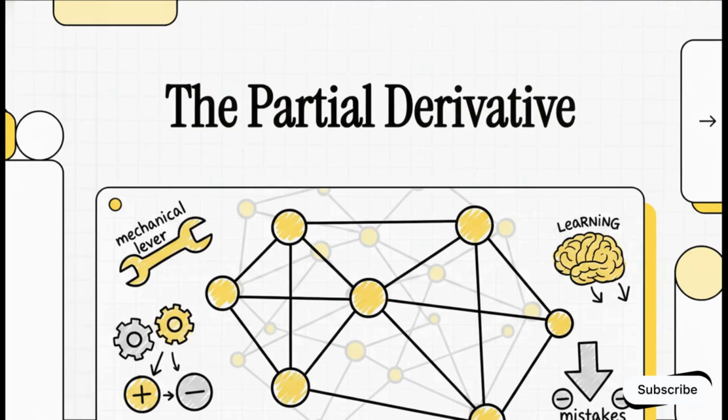Demystifying the partial derivative. All right, let's get right into it. Today, we're breaking down the exact mechanical lever that makes AI optimization actually possible. If you've ever found yourself wondering how on earth a massive neural network actually learns from its mistakes, well, you're in the right place. We are going to unpack the atomic unit of learning itself, the partial derivative.